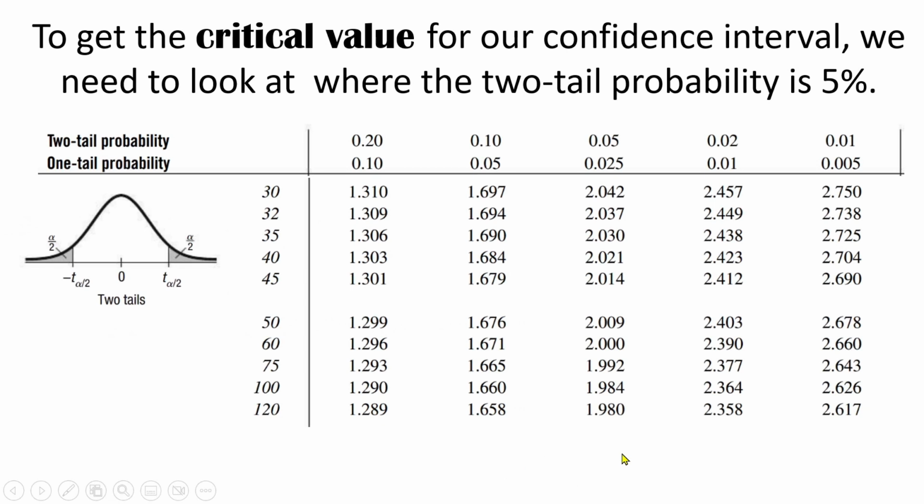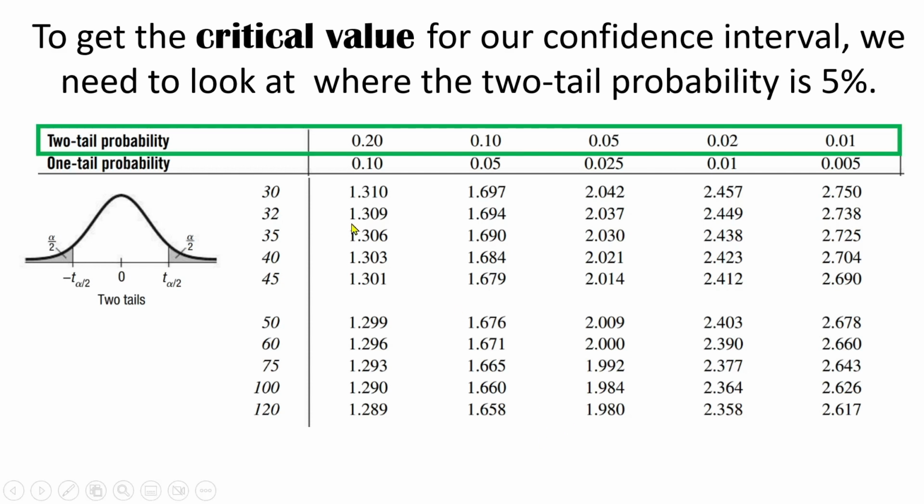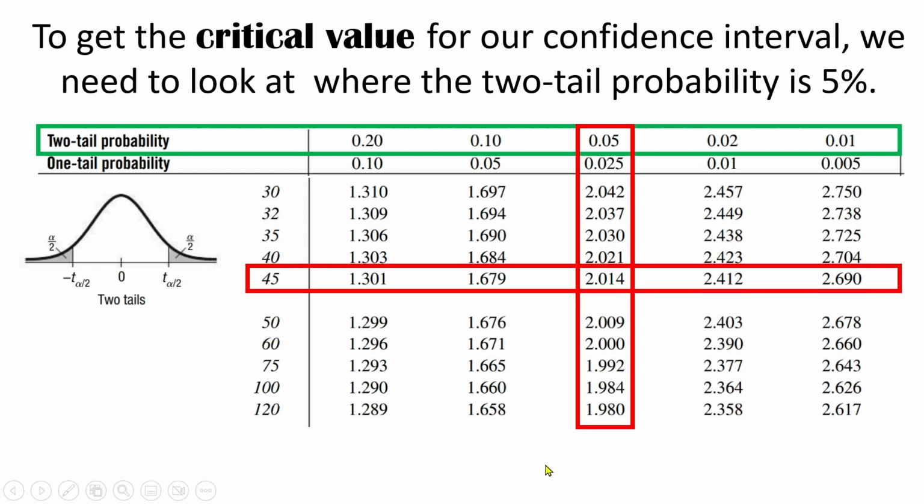So you probably have seen this in 2208. Constructing a 95% confidence interval is identical to conducting a 5% two-tailed hypothesis test. And so if we were to get our critical value, we still need to look at two-tailed probability. We still have to look at this column. We have to look at the critical values that put 5% in the two tails combined. And of course, it's still 45 degrees of freedom.